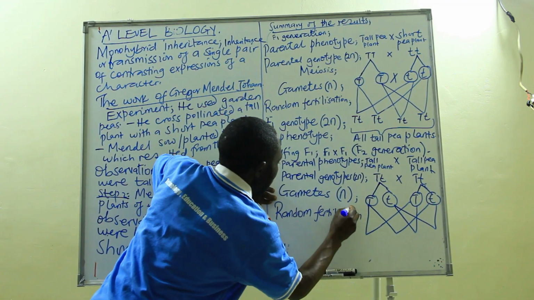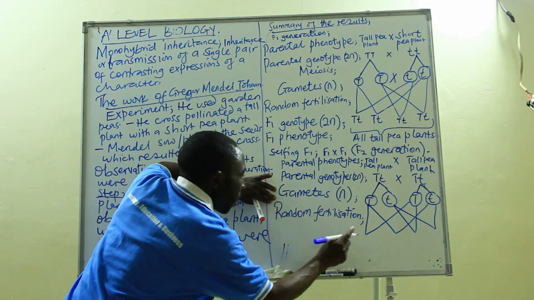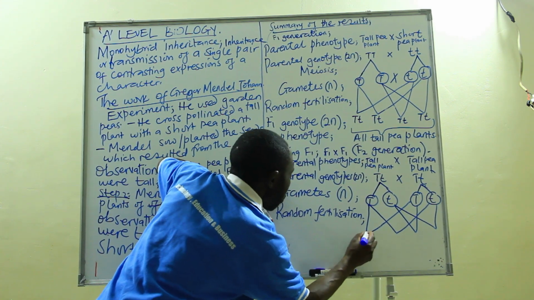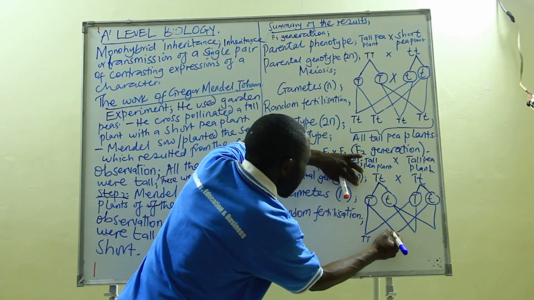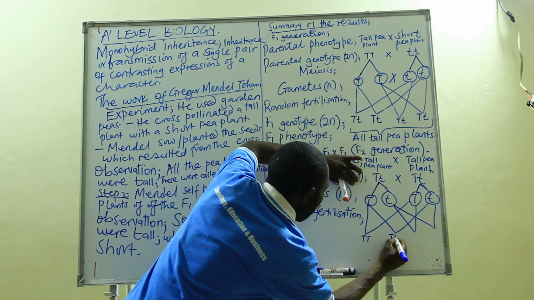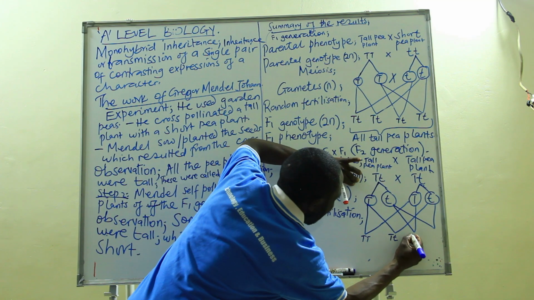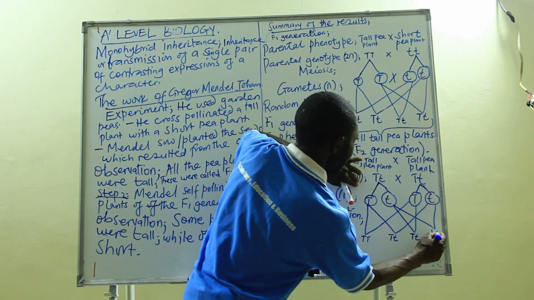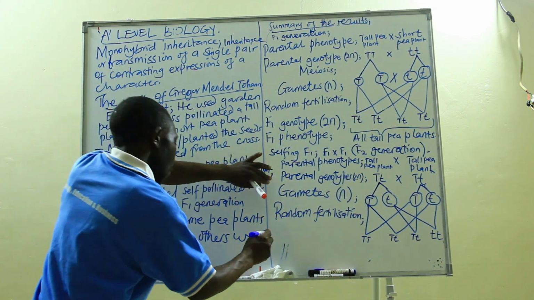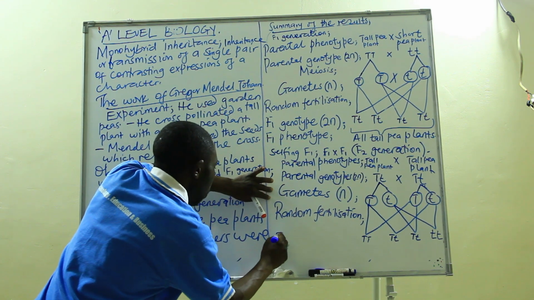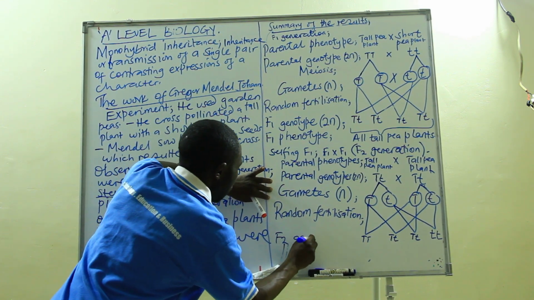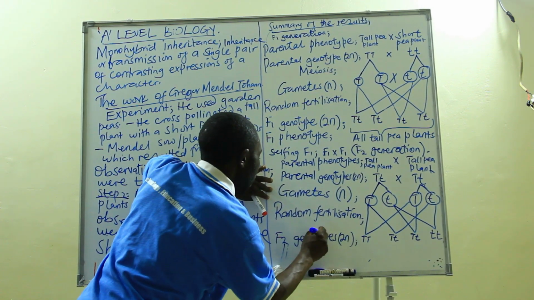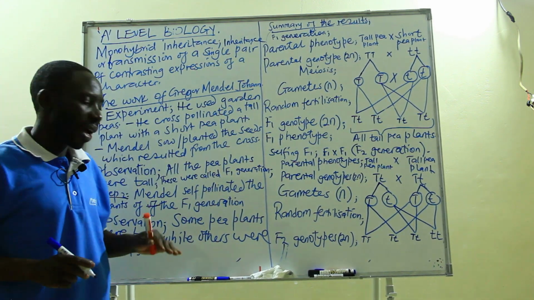random fusion of gametes to form F2 with genotypes. This one will give us capital T, also capital T. This cross here gives us capital T small t, also here capital T small t. Then this one is double recessive, as I showed you here. So we can call these F2 genotypes, that is 2N, diploid. The diploid condition has been restored here.